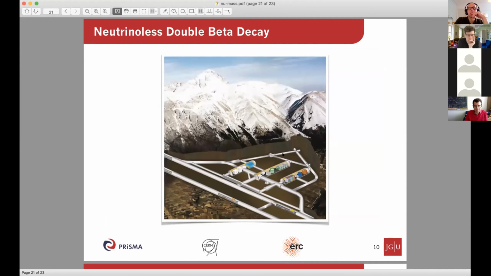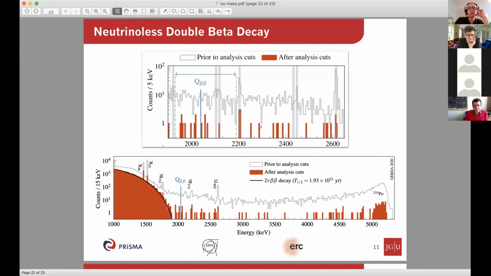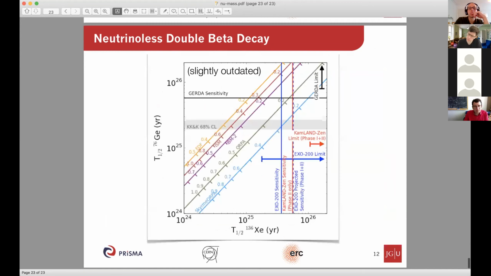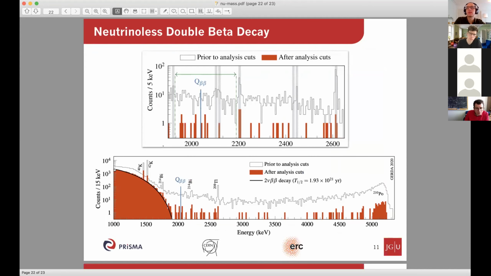Here's a sketch of the Gran Sasso lab. And this is the result of the experiment. Let me see, do I have only this plot? Yeah, I have this plot only. So let's look in particular here at the bottom part of the spectrum. The top one is just a zoom into the bottom one.